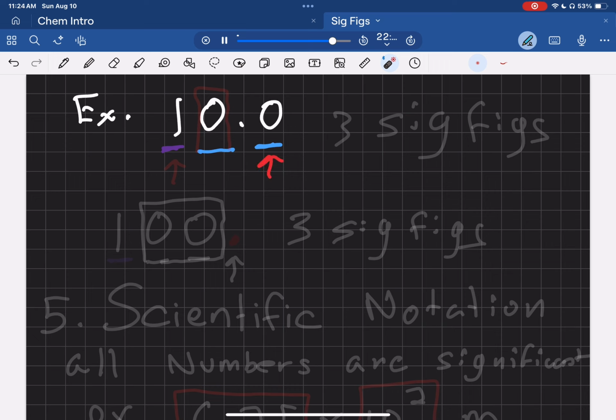This number here is significant. So technically, this number right here is a captured zero. So therefore, that's a significant number. So we would say that in this case, there are 3 sig figs. Okay, cool, right? Nice and easy. One more extra example before we move on to the last rule.